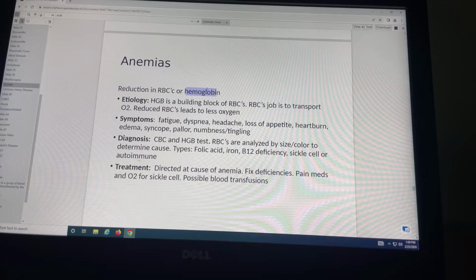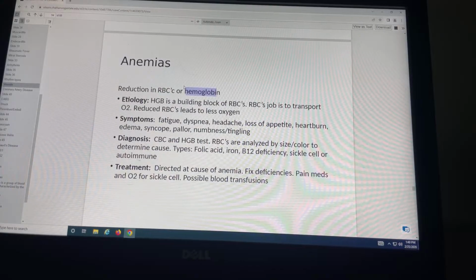Like there's a cake and then there's flour, right? Flour is used to make a cake, right? Hemoglobin is used to make red blood cells. So if you don't have enough hemoglobin in your body, well, guess what? You don't have enough red blood cells, because you can't make a cake without flour, right? Does that make sense?